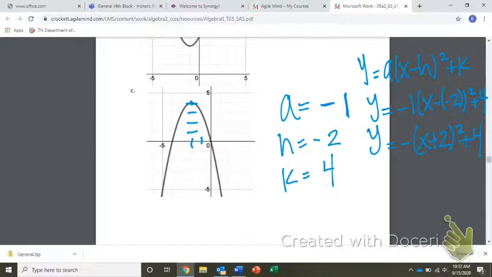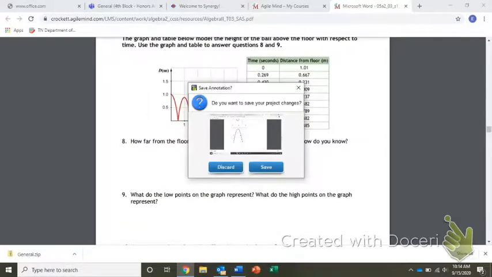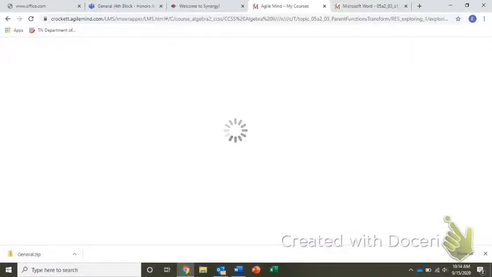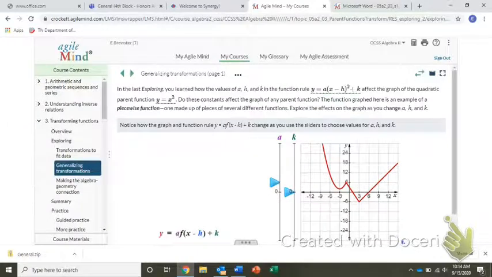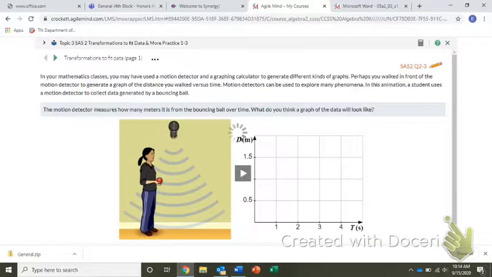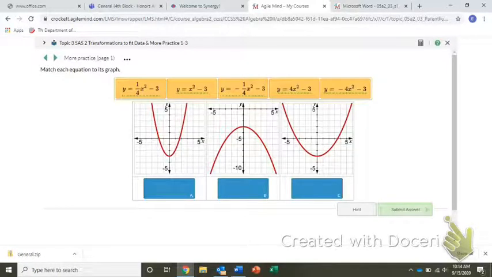All right. Okay, I'm going to go through the more practice with you. Okay? So I'm going back to Agile Mind. I'm clicking to the end of number 13, and I'm hitting my green arrow to bring up my first question. Let me get there. All right. Match each equation to its graph. So you have 3 graphs and you have 5 answers. So you're not going to use 2 answers.